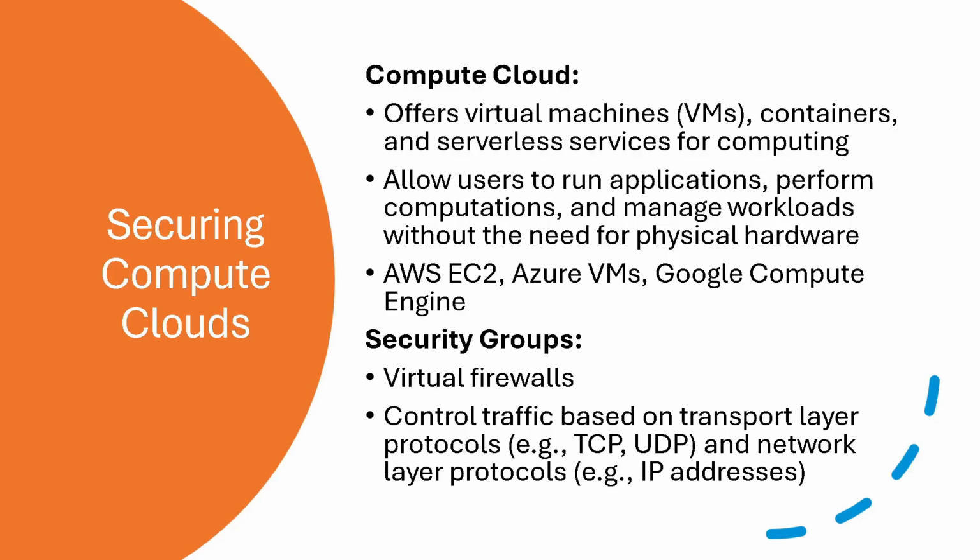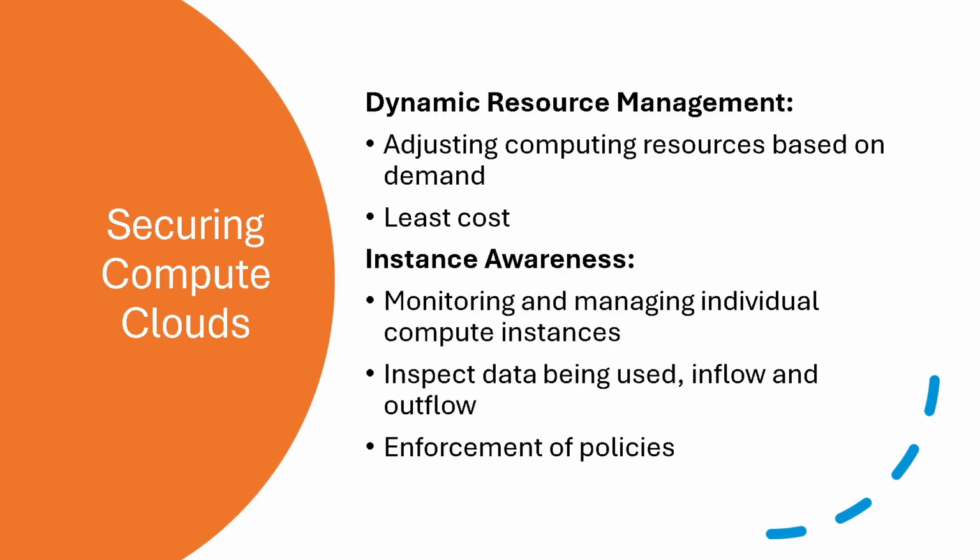Security groups. Security groups act as virtual firewalls to control inbound and outbound traffic to and from compute resources. They control traffic based on the transport layer protocol and the network layer protocols. Dynamic resource management. Dynamic resource management involves adjusting computing resources based on demand to ensure optimal performance and security. By limiting idle resources, organizations pay for nothing more than what they use.